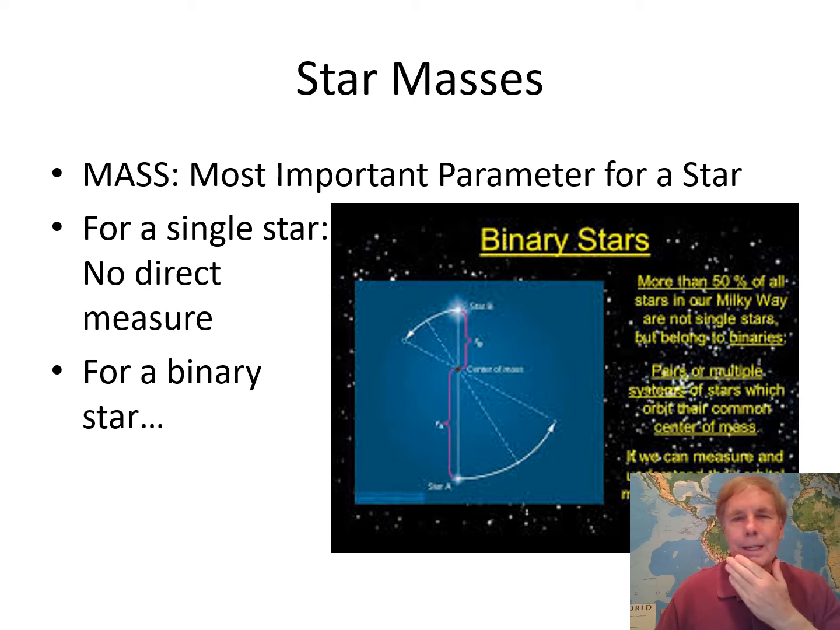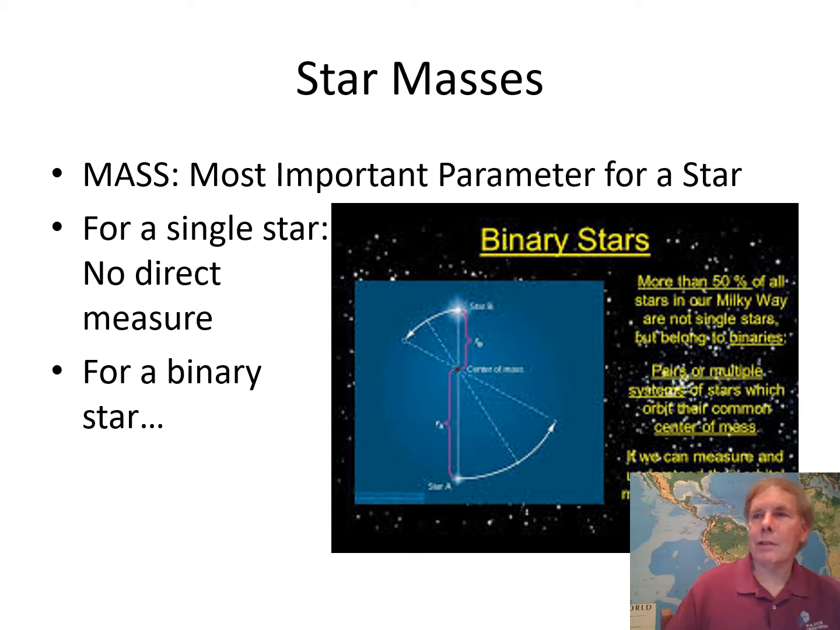Now, here is something you should remember. The most important parameter for a star is the big M, friends, mass. Okay, if you know the mass of a star, you know almost everything about it. You know how long it'll take to reach the main sequence. That's when hydrogen starts to burn. You know how long the star will stay on the main sequence.